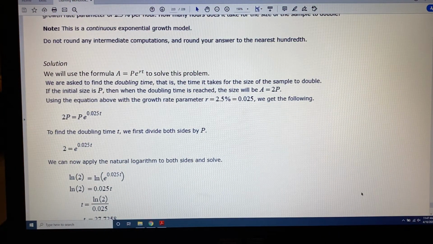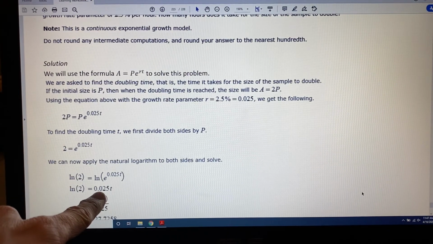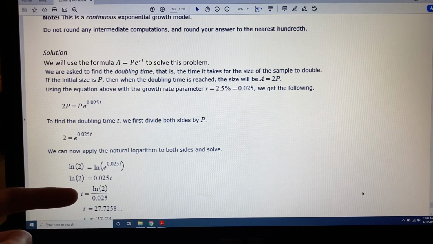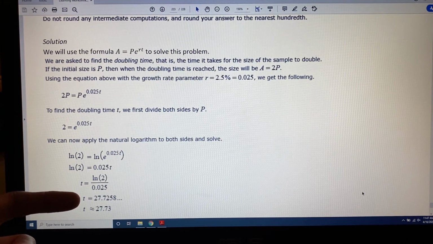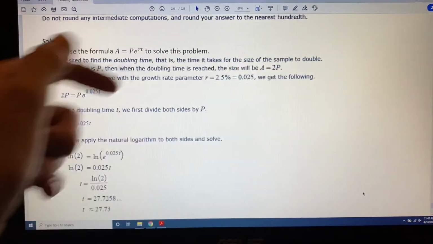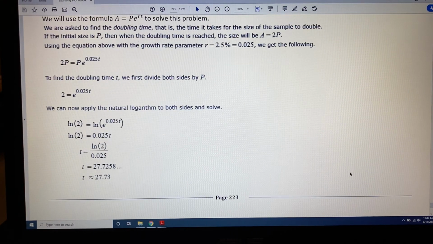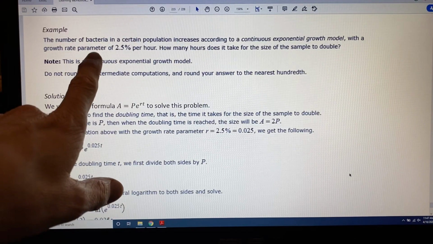Okay, so now we're dealing with a linear equation, and if you want to solve for t, you just have to divide both sides by the coefficient 0.025. So we do that, and we get t is exactly equal to the natural log of 2 divided by 0.025. When you put that in your calculator, you get 27.7258..., and when you round to the nearest hundredth, you get approximately 27.73. This is the doubling time. This is how long it will take this sample of bacteria to double in size.